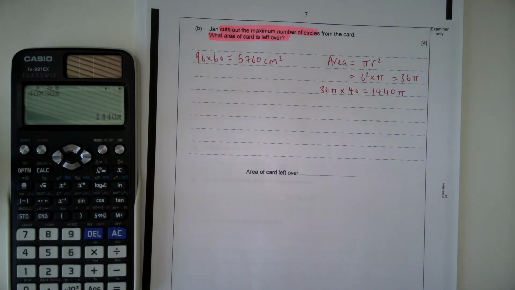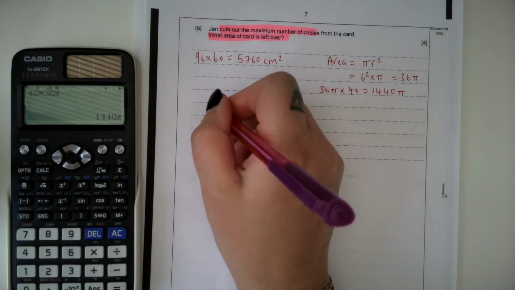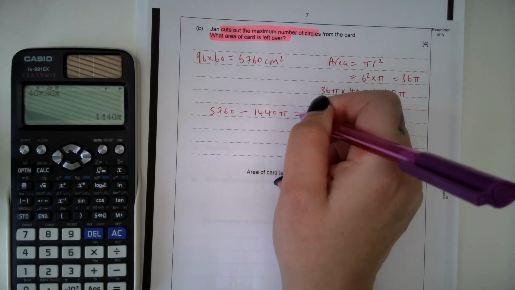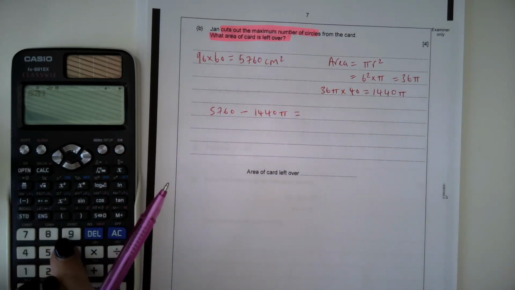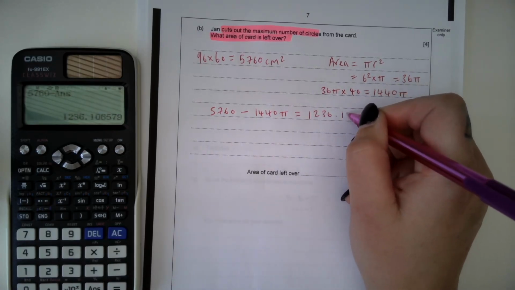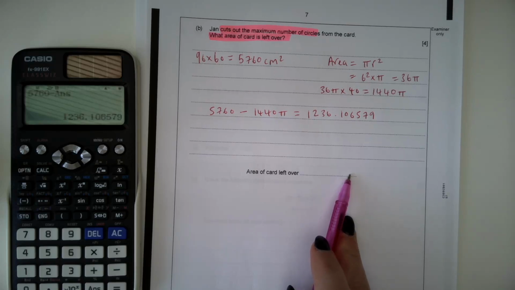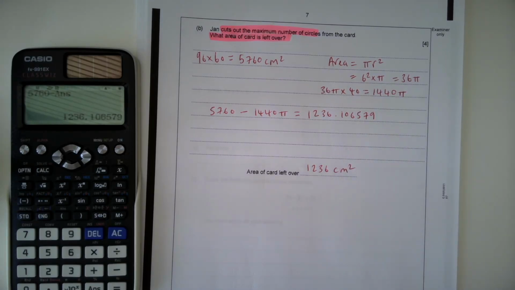So if Jan is cutting out 40 circles from this and we need to know what's left, we need to subtract those areas. So we're going to do 5,760 subtract the total area of the circles. So I've left 1,440 pi in my calculator. So 5,760 subtract my answer tells me that it's 1,236.106579. Now it doesn't ask me to round it in any particular way, so I'm just going to write that the area is 1,236 centimetres squared.